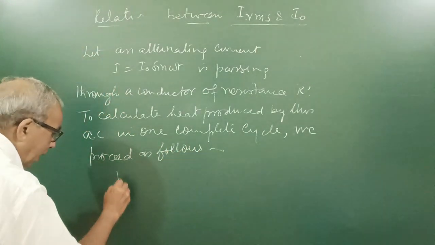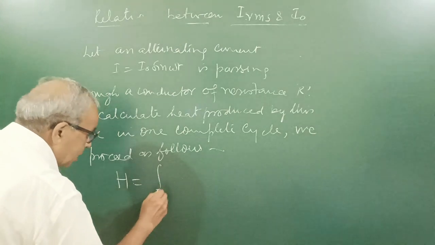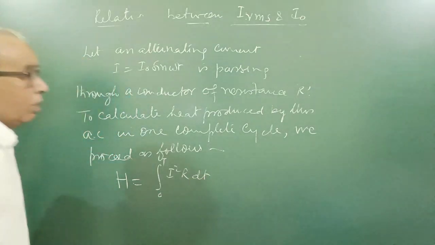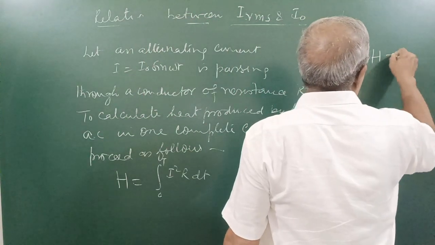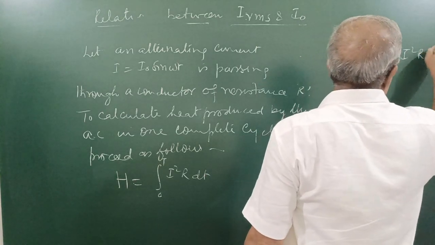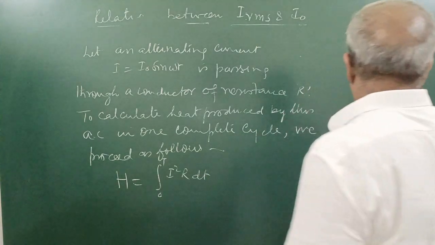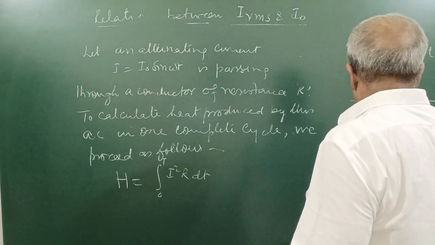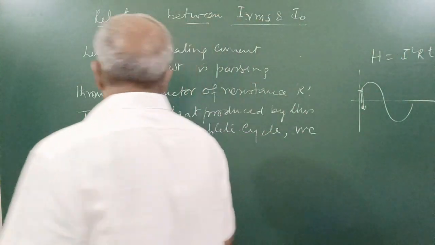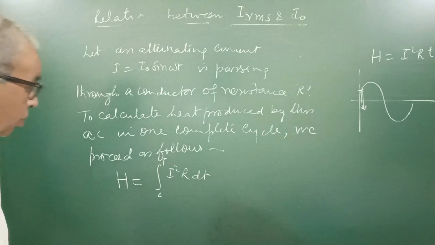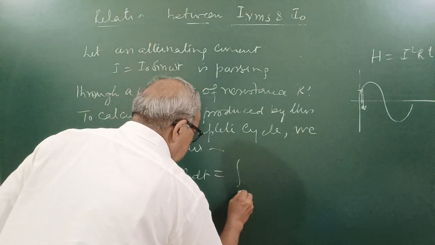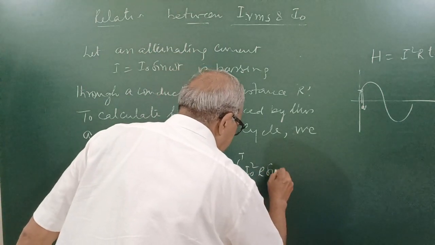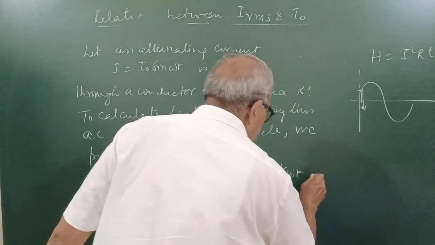H equal to integration 0 to T of I square R dt. Heat produced H is equal to I square R t. I have taken dt here because current is changing over this time interval; for dt we can take current constant. Putting the value of I here, it is equal to the integral 0 to T of I0 square R sin square omega t dt.